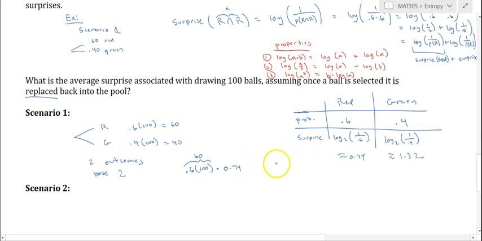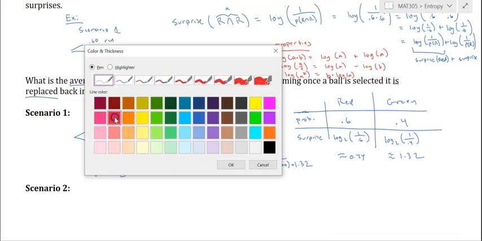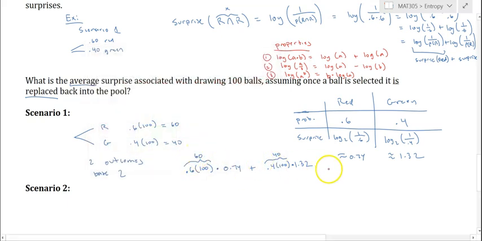The surprise associated with drawing our green balls, well, it's going to be 40% of the 100. That gave us our 40. And we're going to multiply that by the surprise of drawing a single green, which is 1.32. And now we are going to add these together, right? Because we've already said that the surprise associated with joint events is the sum of all of their surprises. We have 100 total surprises, 60 of them are 0.74s, 40 of them are 1.32s. We're adding them all together. And now we wanted the average, right? So this is the total.